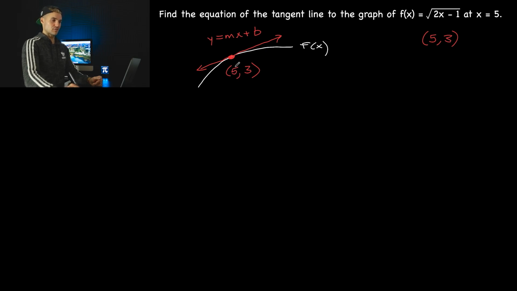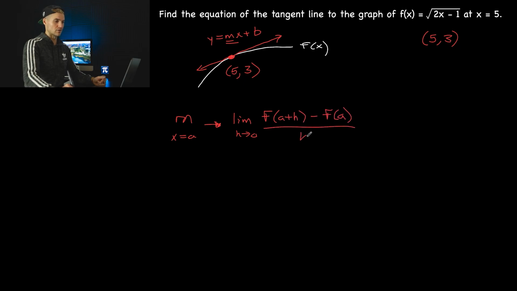And now what we have to find is the slope of this tangent. If you remember from the lecture videos, I'm assuming you have watched those at this point, how do we find the slope of a tangent at any x value a? Well, it's basically going to be the same as the instantaneous rate of change at any x value of a. It's basically the difference quotient, right? The limit as h approaches 0 of f of a plus h minus f of a all over h.